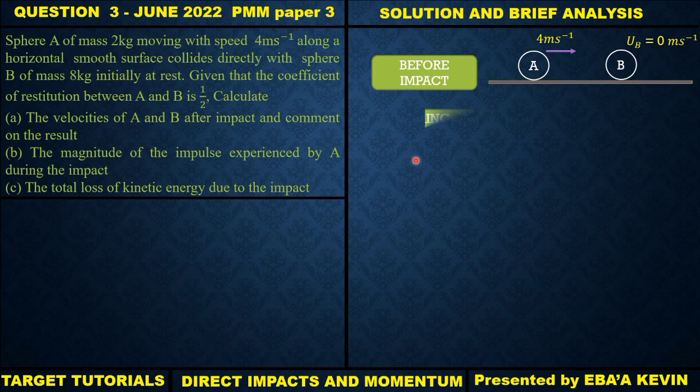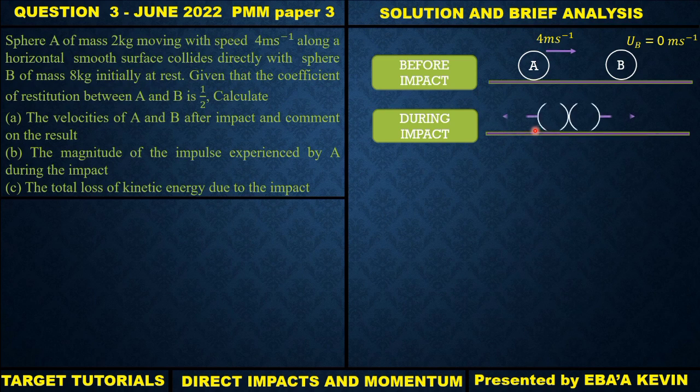Then what happens during impact? During impact, both sphere A and sphere B experience impulses. Sphere A is going to experience an impulse, which in this case is GA, and sphere B is going to experience an impulse, which in this case is GB.